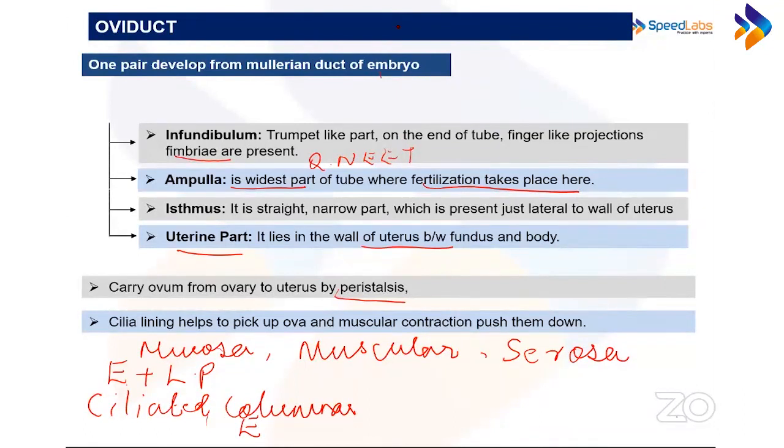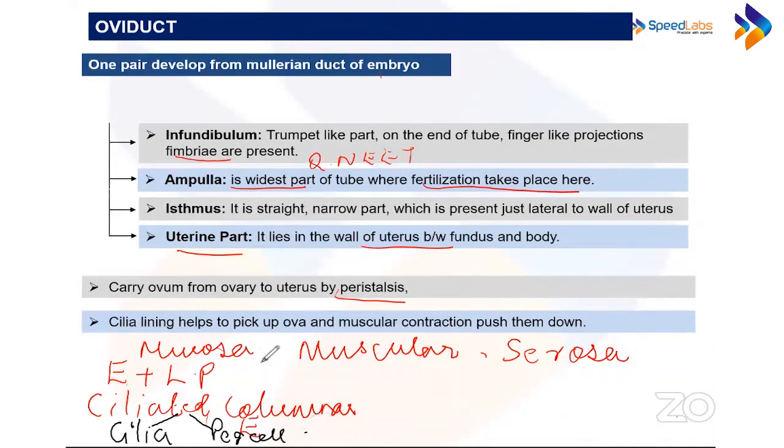And what do the peg cells do? So you have got two kinds of cells, ciliated and peg cells. The cells which bear cilia and the peg cells. What do the peg cells do? The peg cells provide nutrition. They have microvilli, which increase the surface area for absorption, and provide nutrition to the oocytes. All right.